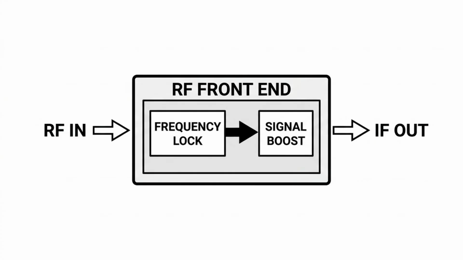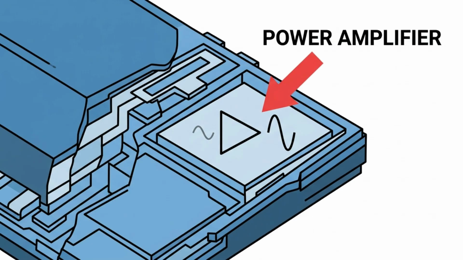Before that signal ever reaches the antenna, it passes through a tiny but critical piece of hardware called the RF front end. Think of it as a signal's final preparation station. One part locks onto the exact frequency needed, another part boosts the modulated signal up onto that frequency. Then a power amplifier takes the now-shaped signal and pumps it up to a strength high enough to actually reach across a room or across a house.